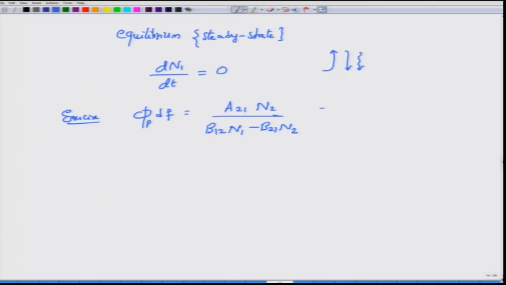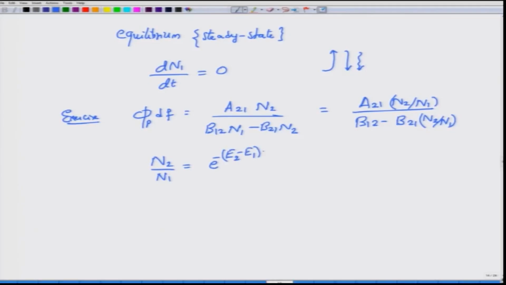this equation is interesting because now what I am going to do is take this N1 out, so that I can write this as A21 N2 by N1, and then I have B12 minus B21 N2 by N1. But I know the ratio of N2 by N1. What is the ratio of N2 by N1? N2 by N1 is e to the power minus E2 minus E1, which of course is the energy gap, divided by KT, KT of course is the thermal energy. So, now I also know what is the energy density.